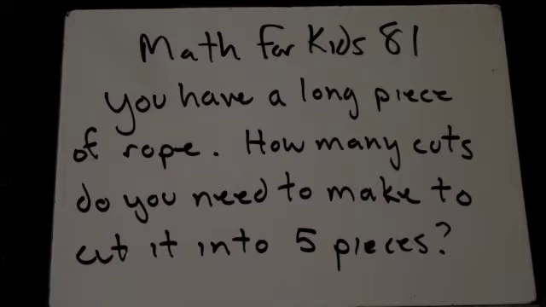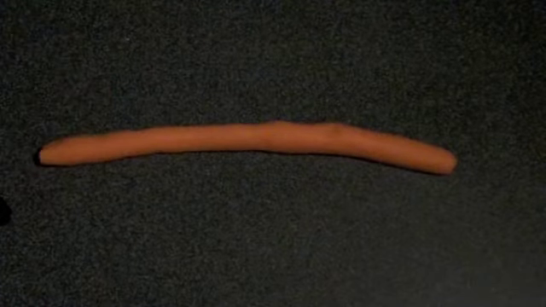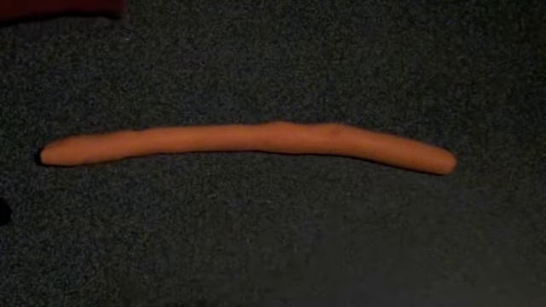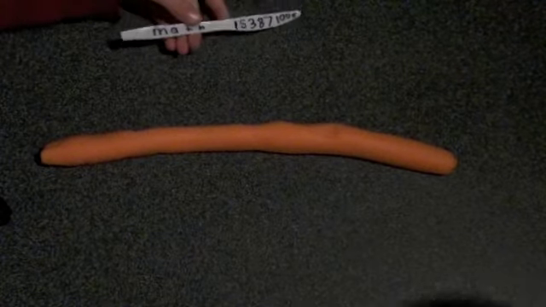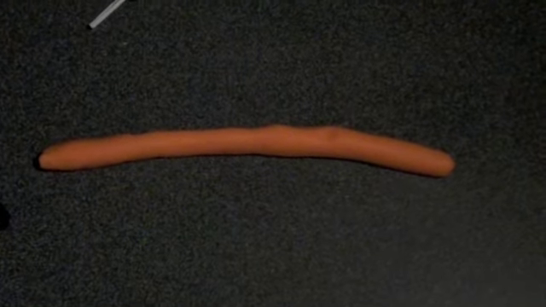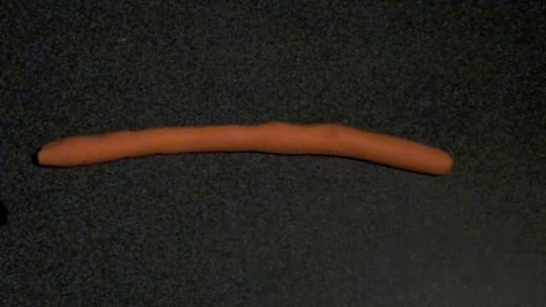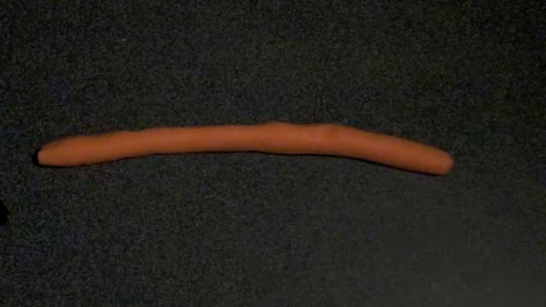All right, so you want to draw a picture for this? Okay, let's draw a picture. And we have orange Play-Doh instead of rope. We're going to try to cut this into 5 pieces, and we're going to try to make a simpler problem. What would the simplest problem be? You have a long piece of rope. How many cuts do you need to make to get 1 piece of rope? 0 cuts. Okay, well, that's good to know.